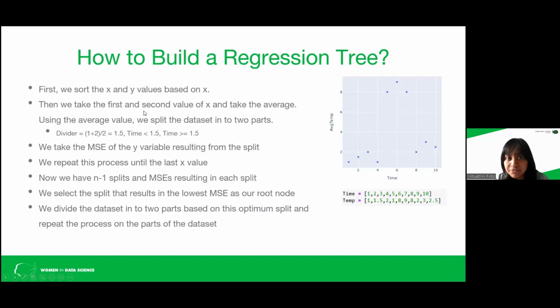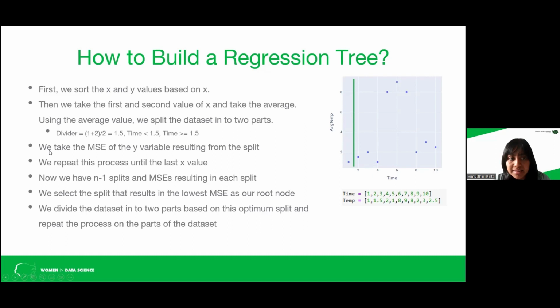So then we take the first and the second value of x and we take the average. So that's 2 and that's 1 here. And we take the average, and that's going to be 1.5. So using that average value, we split the data set into two parts. So these are the two parts.